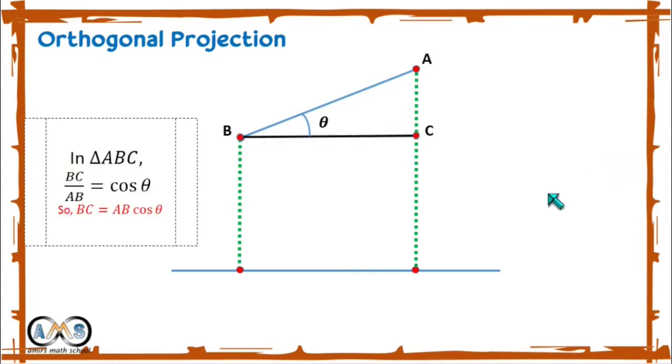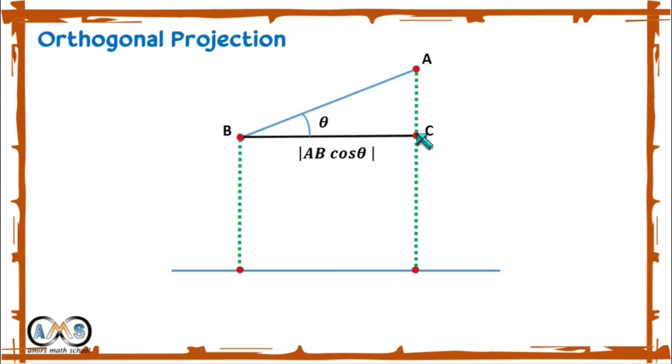Now in triangle ABC, we know BC divided by AB, that is base by hypotenuse, is equal to cos theta. So we can write this BC is equal to AB cos theta. So we just write here, in case of BC, we can write this one be |AB cos theta|. Since this value is the length, that's why we just use here the absolute value sign.